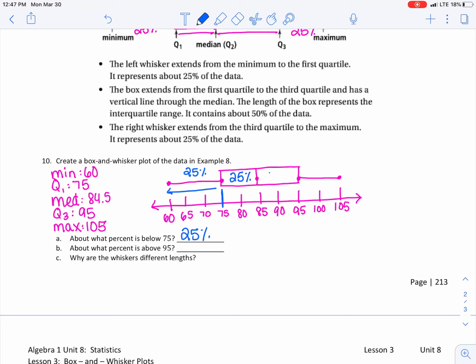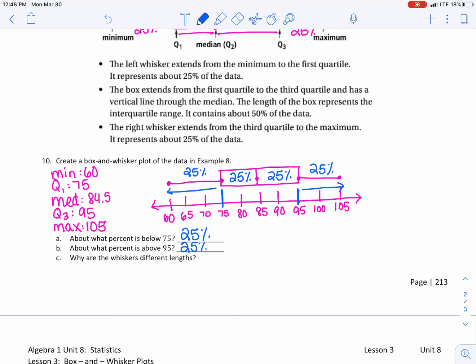I'm going to go ahead and label each of these as 25% as well, so we know that for the next couple questions. Okay, it says about what percent is above 95. So now we're looking here and we're going everything above that, so everything greater than that, all the way to 105, and it's saying what percent? Well, approximately 25% of the data is above 95.